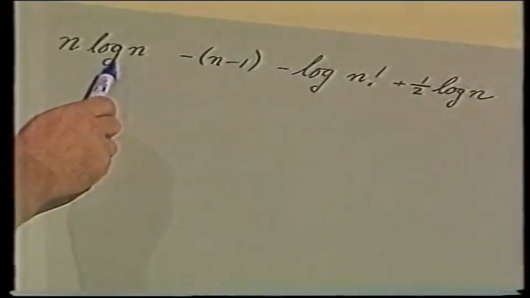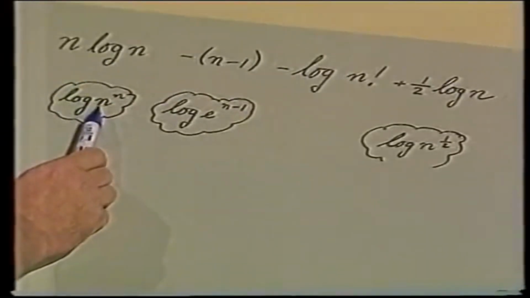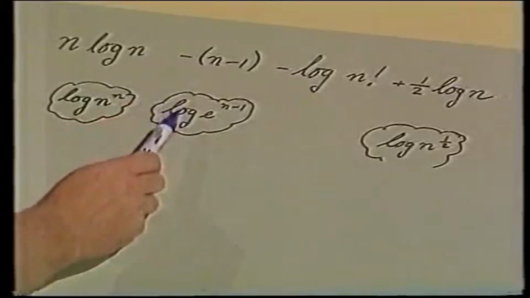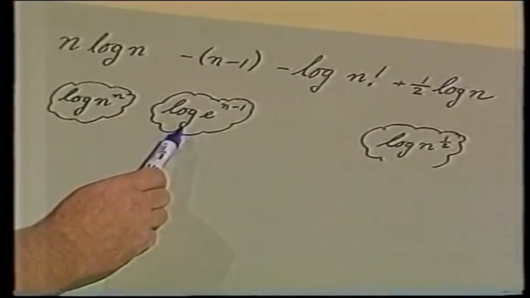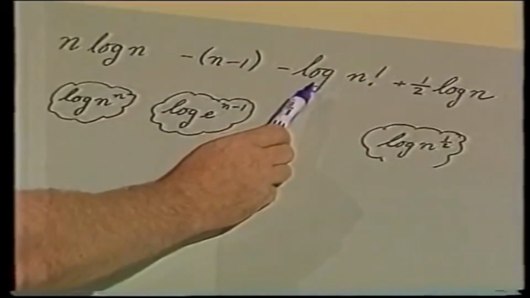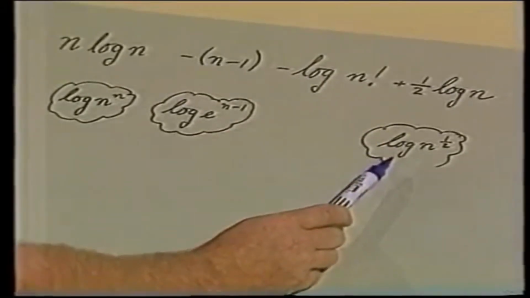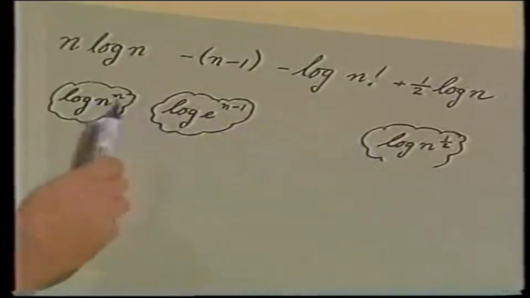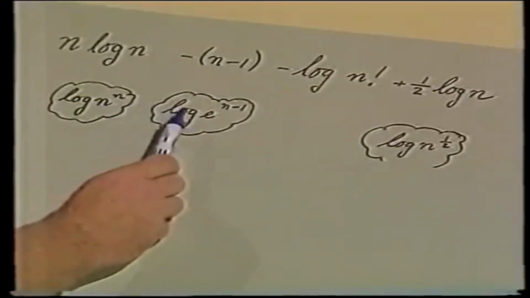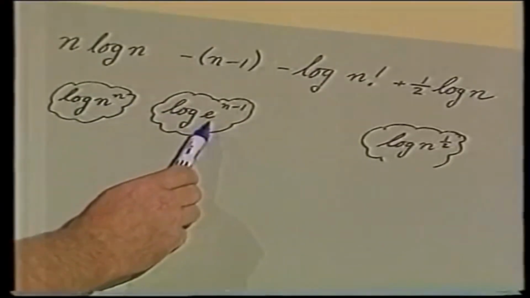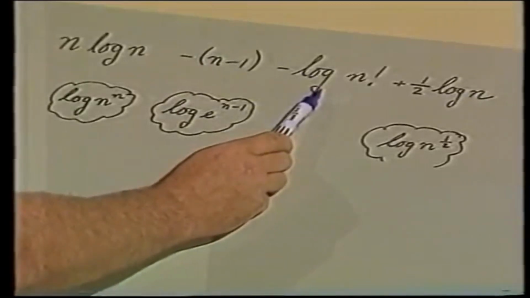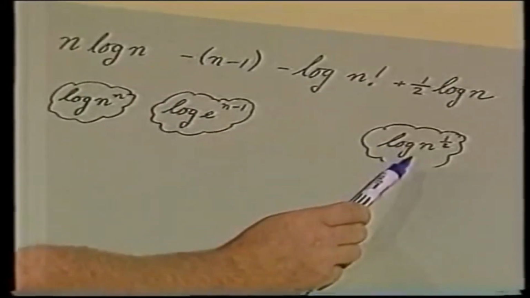So this first term is log of n to the n. This is log of e to the n minus 1. This term's all right as it is. This last term is log of n to the half. So I can combine them all to get log of n to the n divided by e to the n minus 1 divided by factorial n times n to the half.